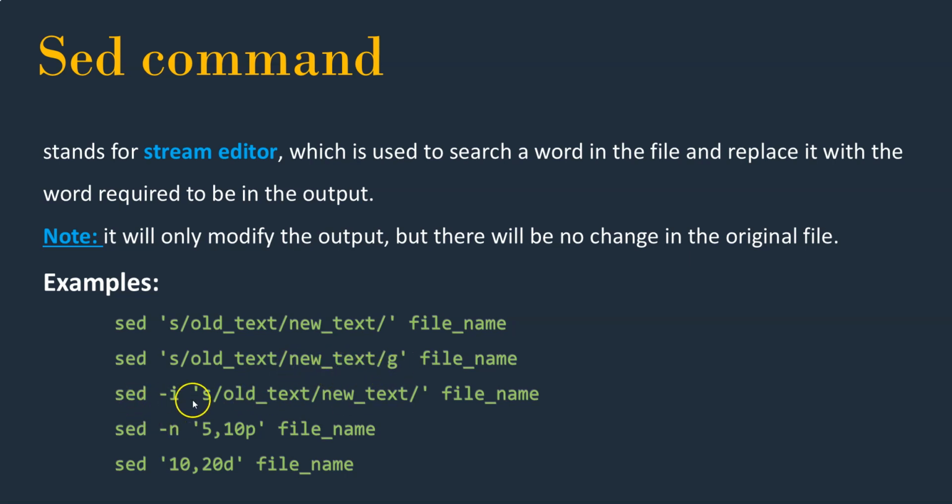Next thing, sed -i 's/old text/new text/' file name. This is going to replace old text with the new text and update the file. It is not going to just display in the output, it is going to update the file. Next thing, sed -n '5,10p' file name, means it is going to display lines 5 to 10 of your particular file.